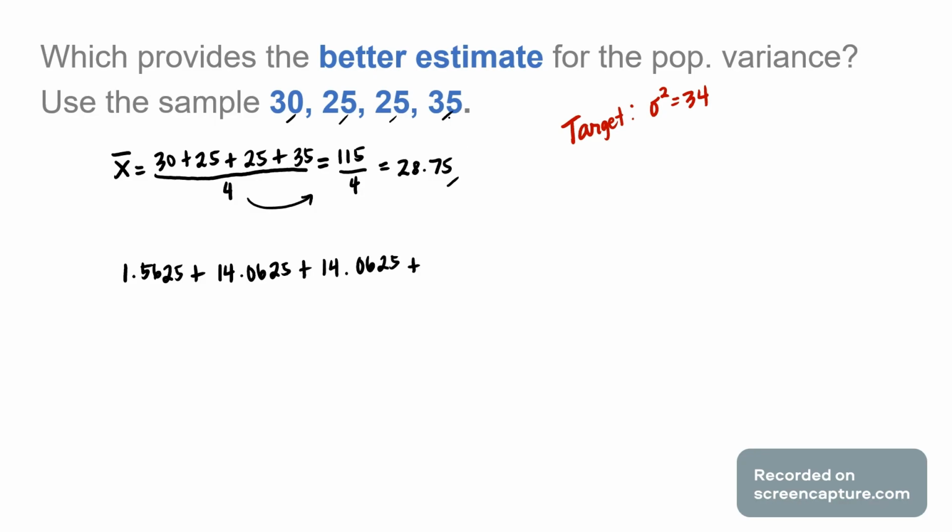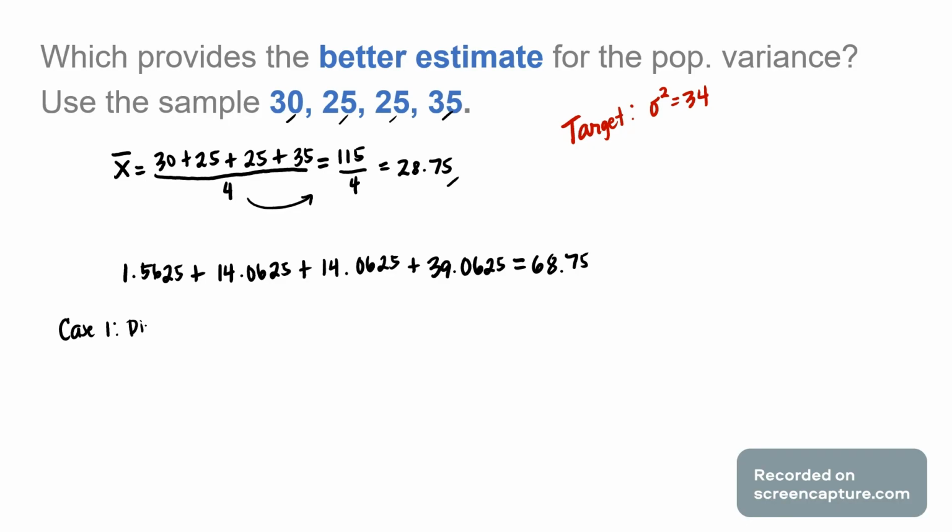Last is 35. 35 minus 28.75. That's 6.25. Then multiply by itself. The result is 39.0625. And when we add all these numbers up, the result is 68.75. There we go. This is what we need. And let's now proceed to case 1.